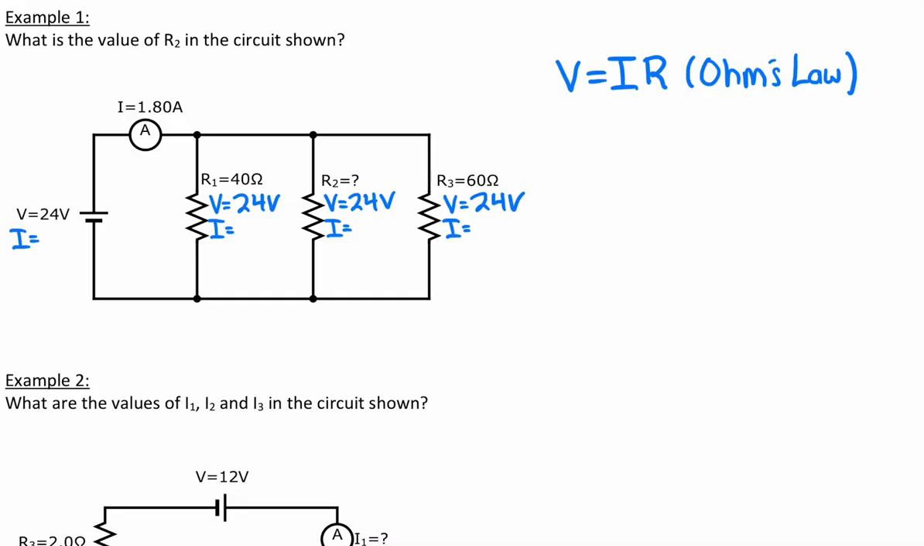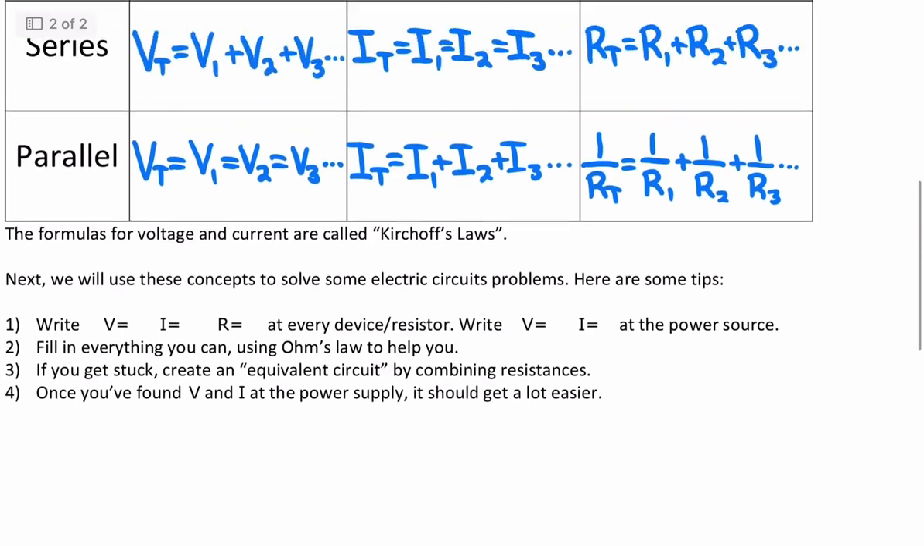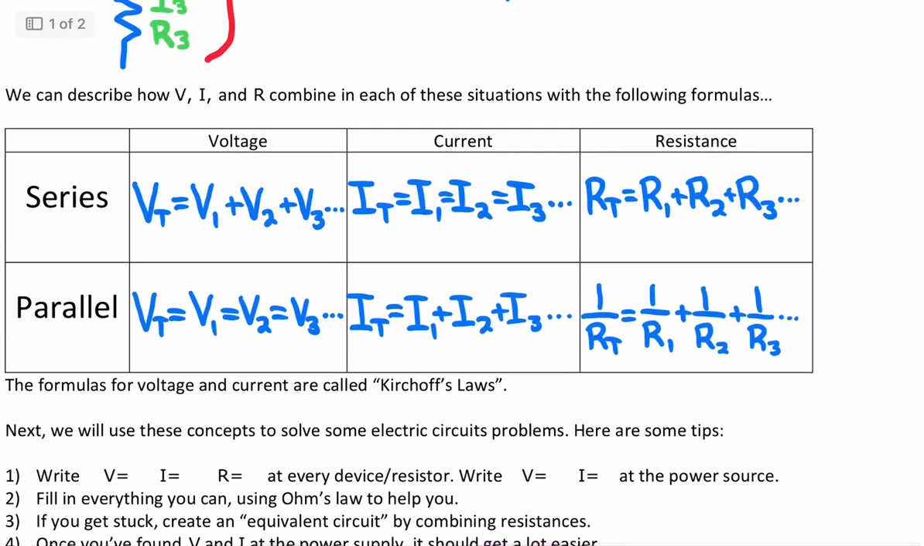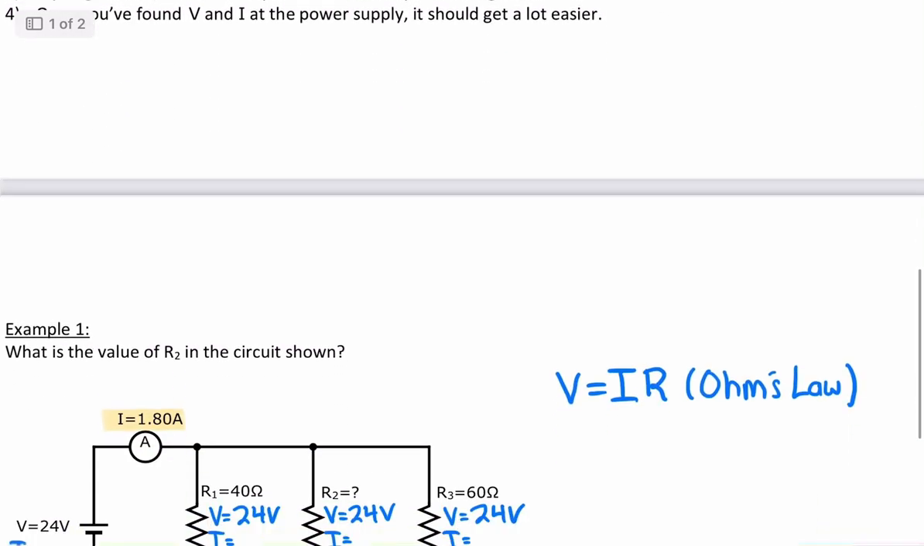Okay, so those were some voltages I was able to fill in. Let's now see if we can fill in maybe some currents. I do know this current up here through the ammeter. That's measuring a current for me. And so what do I know about currents? Well, currents in series are all the same. So do I have anything in series with that ammeter?